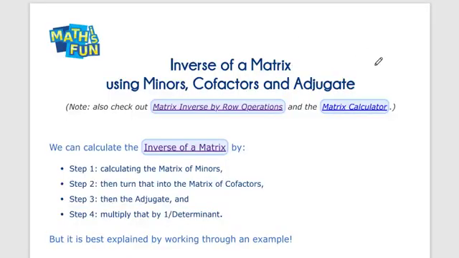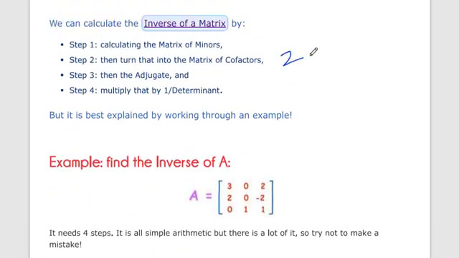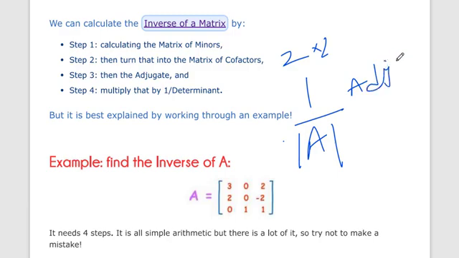Now there is also a second method to find the inverse of a matrix. We have already discussed it for a 2 by 2 matrix, where the equation is 1 upon the determinant of A times the adjoint of A. But for a 3 by 3 matrix, how do we find this adjoint of A?